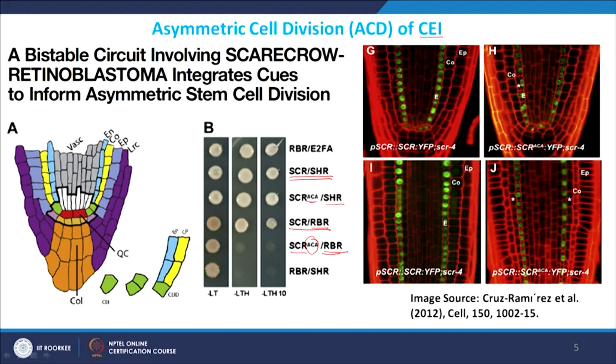But when you mutate these residues and disrupt this interaction between SCR and RBR, you can see that between cortex and endodermis there is an extra layer. So this tells us that the interaction between SCR and RBR is very important in regulating cell division pattern.